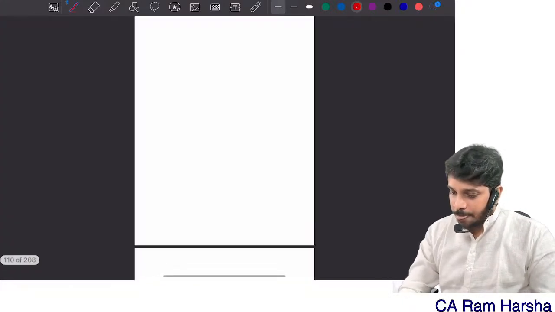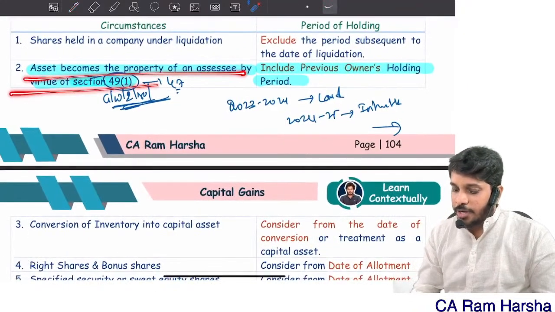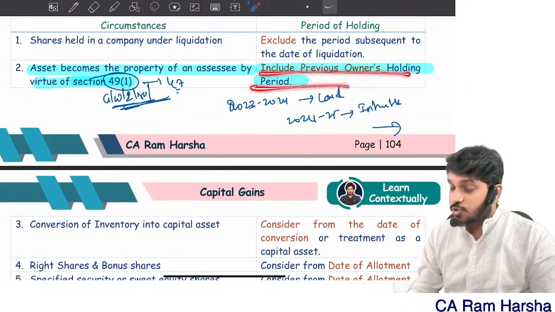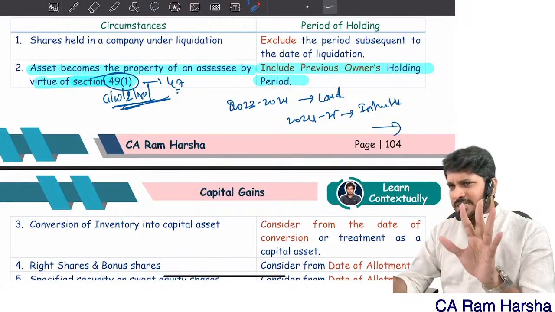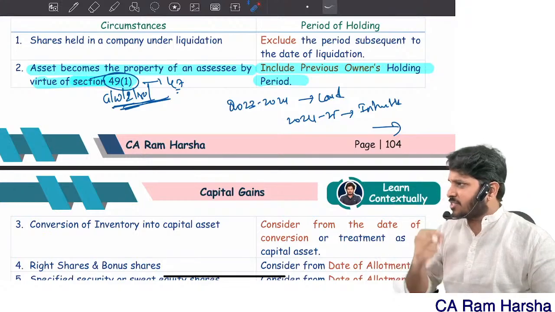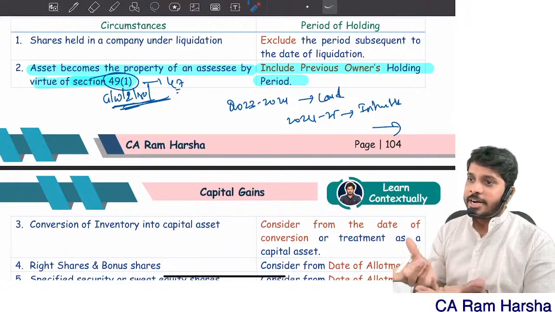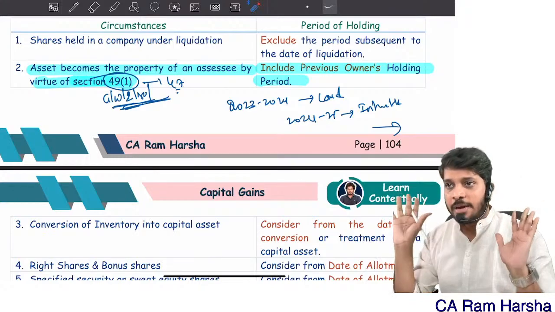So if the asset became the property of the assessee under 49(1), the previous owner's holding period applies, and cost shall also be cost to previous owner. Suppose I purchased it, sir, I didn't get it from anybody, with my hard-earned money. Then from the date you purchased, that is the holding period, and whatever cost you paid is the cost of acquisition. Simple, able to understand.